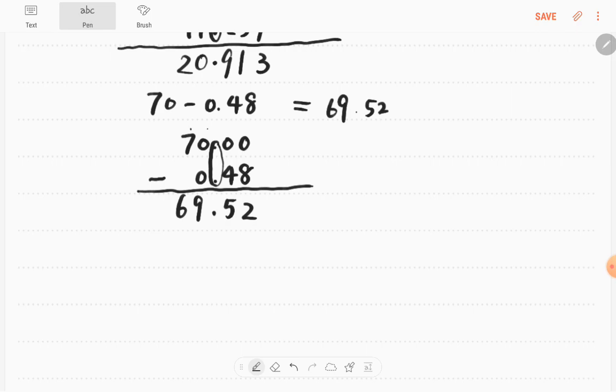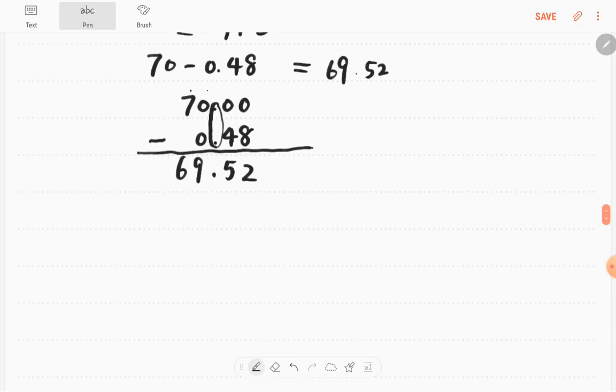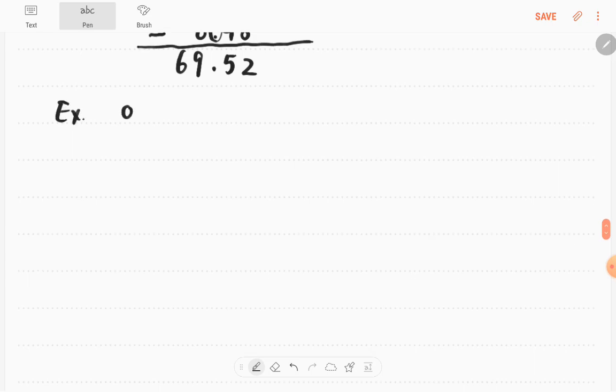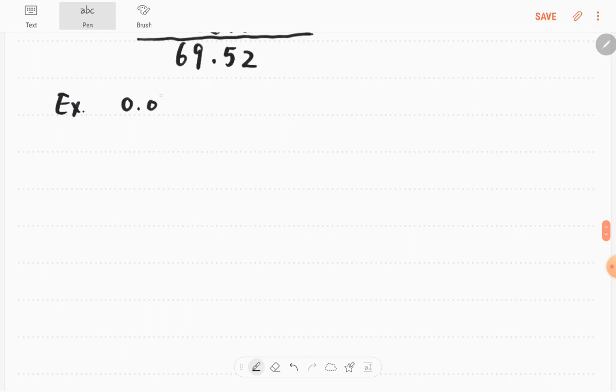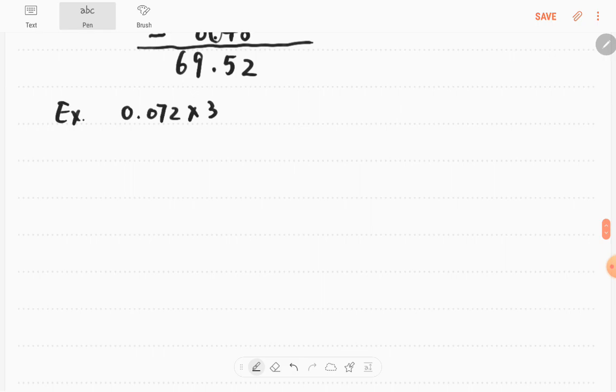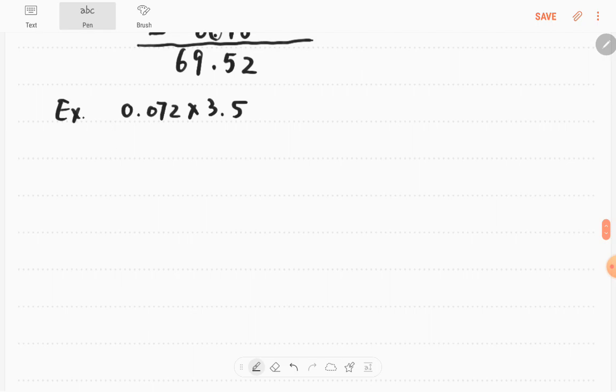Okay, so now let's talk about the multiplication. Let's do the multiplication part. Let's check the example. 0.072 times 3.5. So we can write it into the vertical.